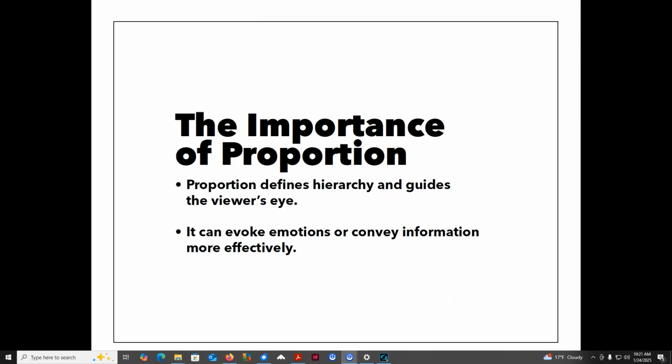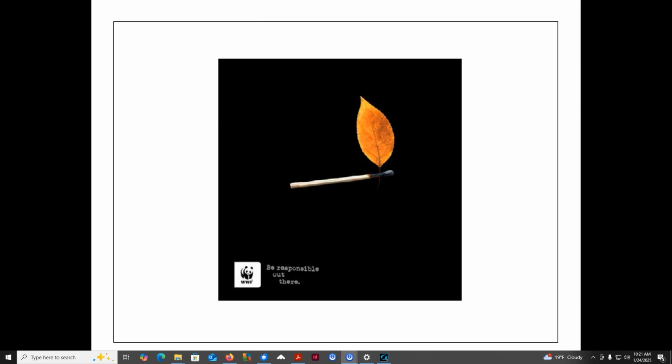The importance of proportion: it defines hierarchy and guides the viewer's eye. It can evoke emotion and convey information more effectively. In the sense here, you can see that the proportions of visual unity are here. So the spaces around that are forming more of a target to this.